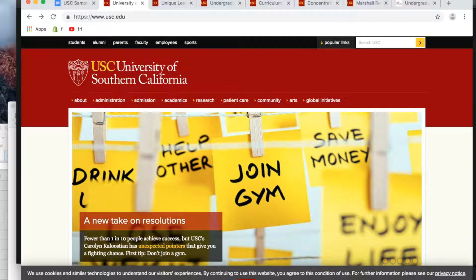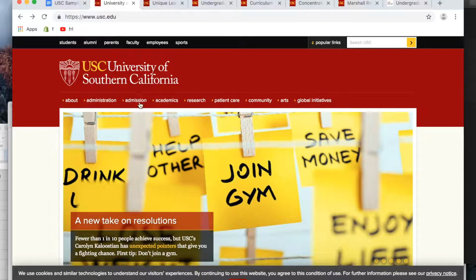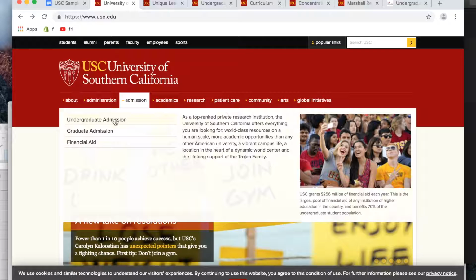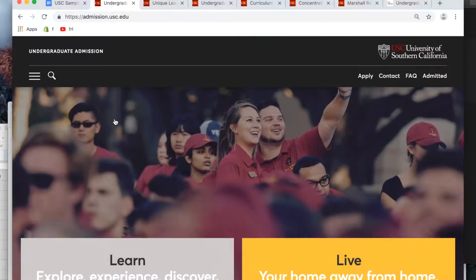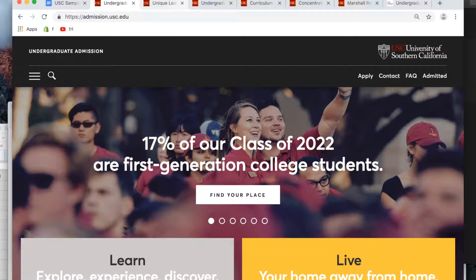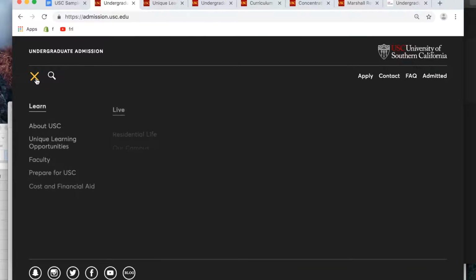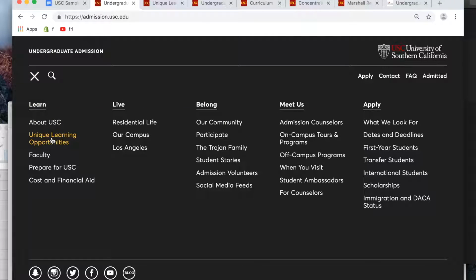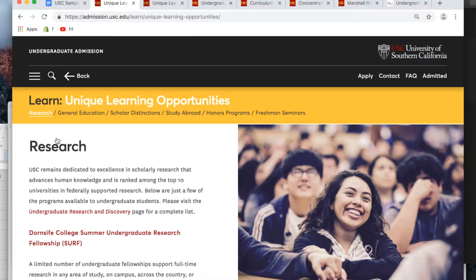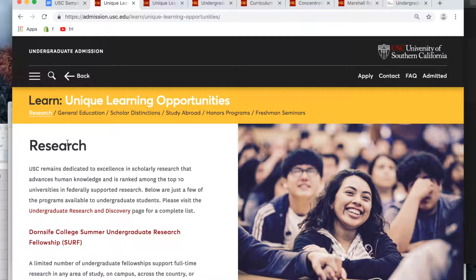So a good place to start is the USC admission page itself, and this is just like any other university. If you click on that, there will be a lot of information for students to find out how they can take advantage of the USC academic curriculum and academic programs to help with their goal. And if you go deep into USC's website itself, the unique learning opportunities is a good start to go through. So the first thing they write about is research.